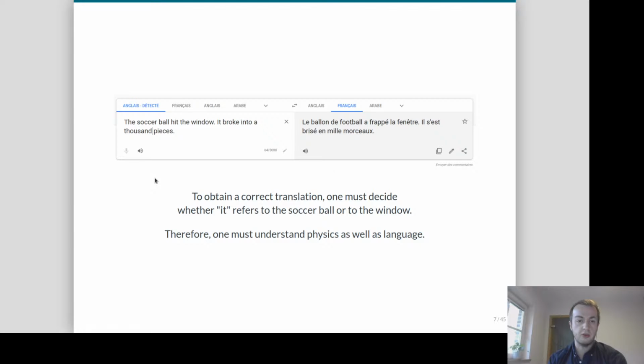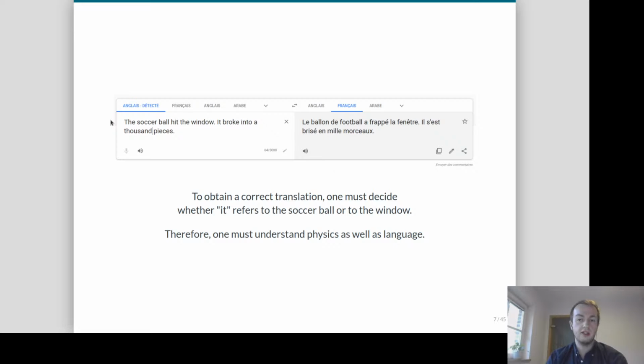And so, for example, this is an example that I tried again a few days ago, so this is still an issue even for today's systems. You type this sentence in English: the soccer ball hit the window, it broke into 1,000 pieces, right? That's a simple English sentence. And then if you try to translate this sentence into French, what you obtain as a translation in today's Google Translate system is: le ballon de football a frappé la fenêtre, il s'est brisé en 1000 morceaux.